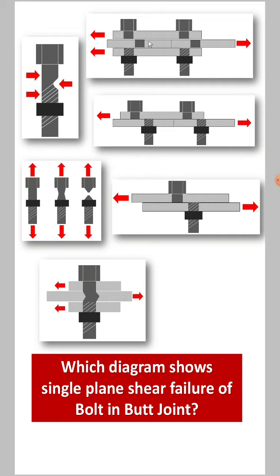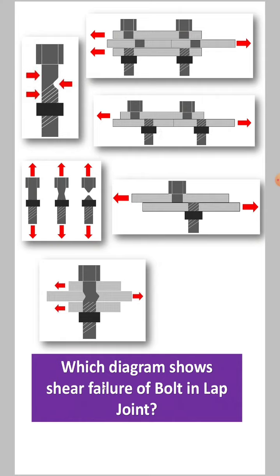See, this was a butt joint, this was a double cover butt joint, and in that we can see two shear planes are there. Now this one is a single cover butt joint, and since the cover is one, the shear failure will occur in a single shear plane. Therefore, which diagram shows single plane shear failure of bolt in butt joint? This should be the diagram. Okay, let's click this one.